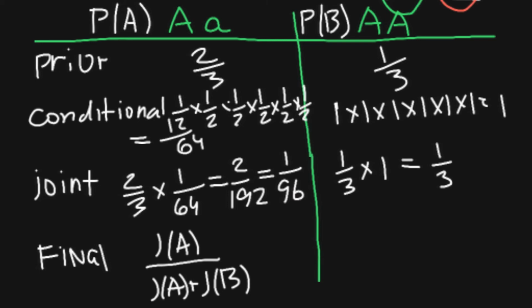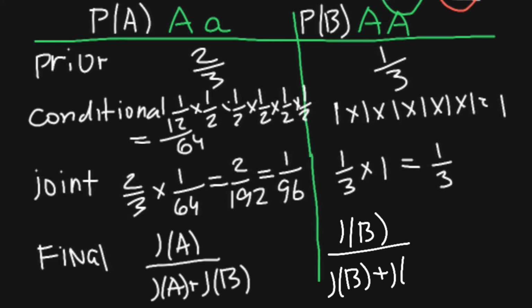And on the right side, we are going to have the same formula, slightly modified. So here we would have the joint probability of the event B divided by the joint probability of the event B plus the joint probability of the event A. So on the left side, the joint probability of event A is 1 over 96. So 1 over 96, we have to divide by 1 over 96 plus 1/3.